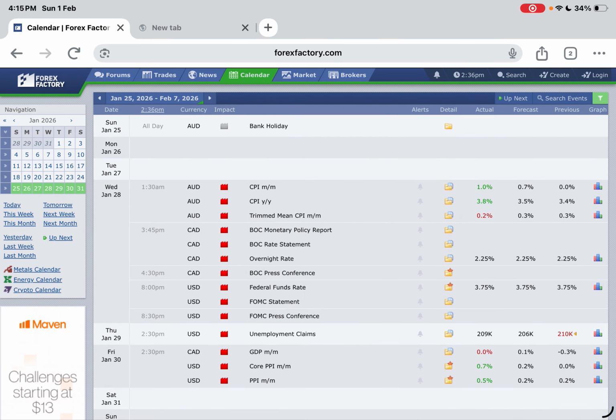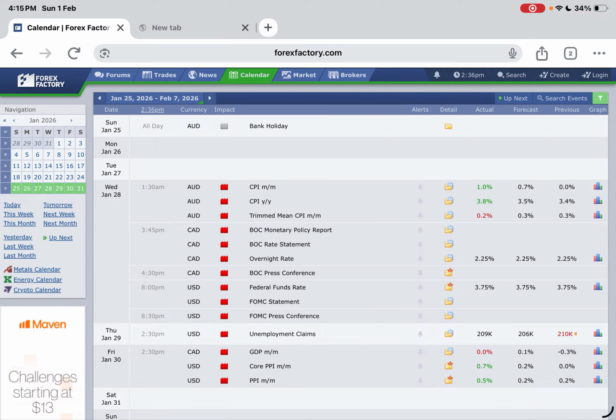We had the AUD CPI coming out positive, which is a good thing. This shows that AUD is still bullish. Before I go into JPY and USD, let me explain the most clear currency which we have now. Do you understand? Which is the AUD, the Australian dollar.